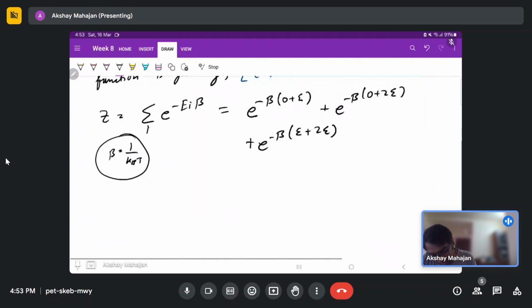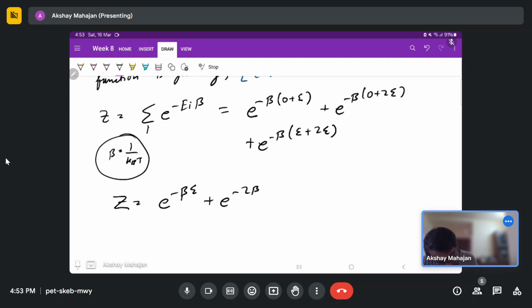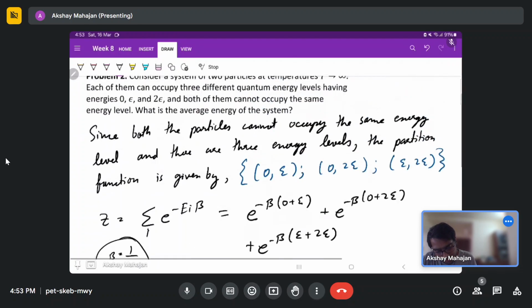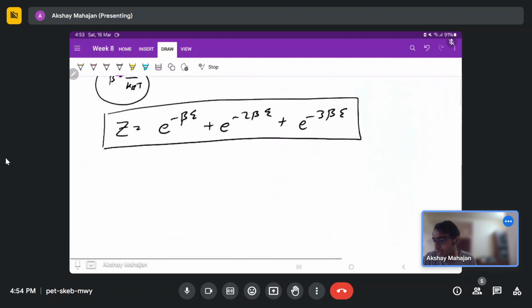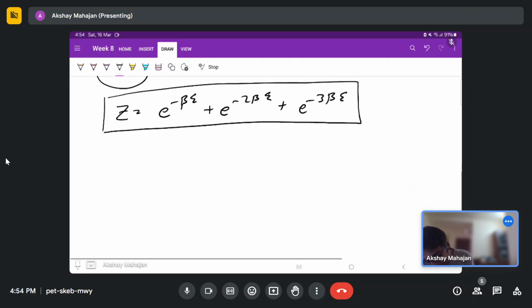So your partition function Z will be given by e to the power minus beta epsilon plus e to the power minus 2 beta epsilon plus e to the power minus 3 beta epsilon. So this is our partition function. We have to find the average energy of the system. So first we need the partition function, then the average energy.